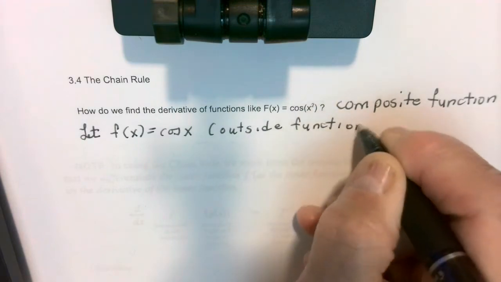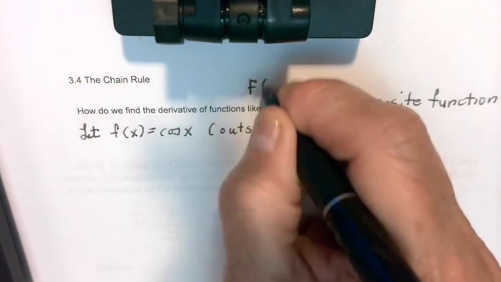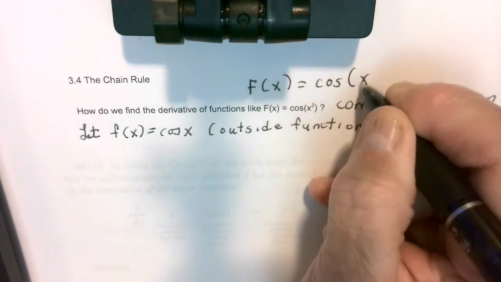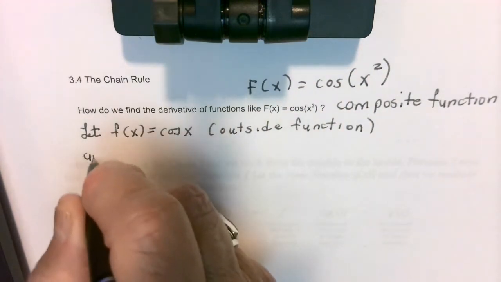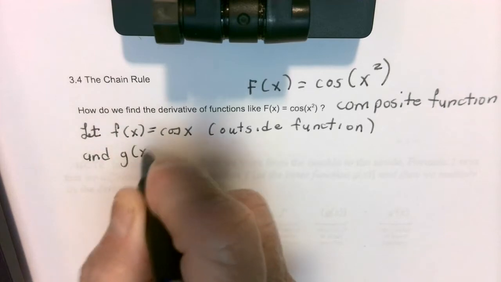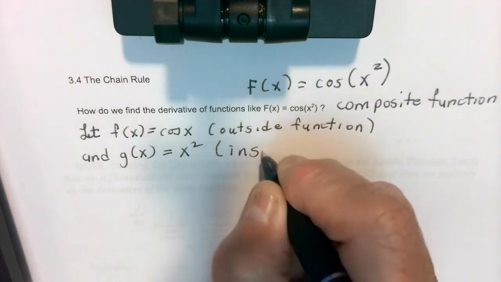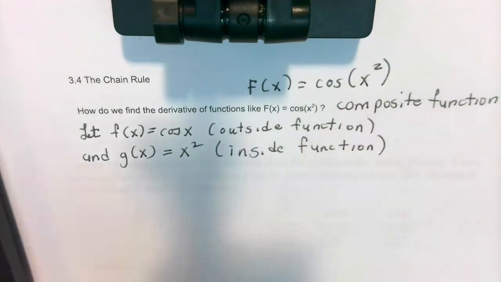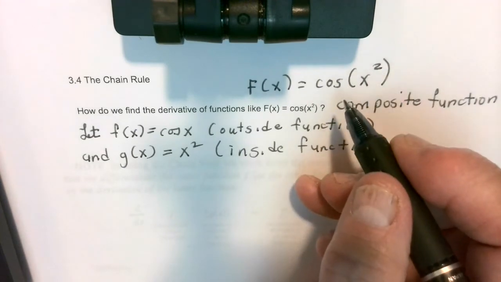How do I know that? Well, in this case, it's on the outside. Here's our function in case you can't see it real well. It's cosine of x squared. So in this example, cosine is on the outside. And let's let little g of x equal x squared, and that's going to be the inside function. It's important to identify these. When you get used to doing it, you'll be able to recognize these, but you need to recognize which is the outside function and which is the inside function.